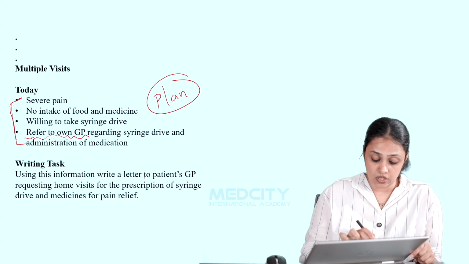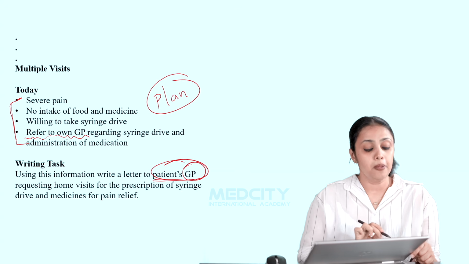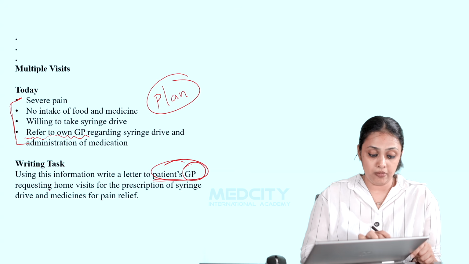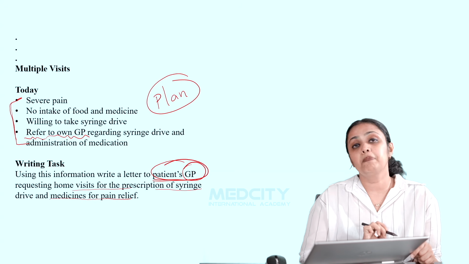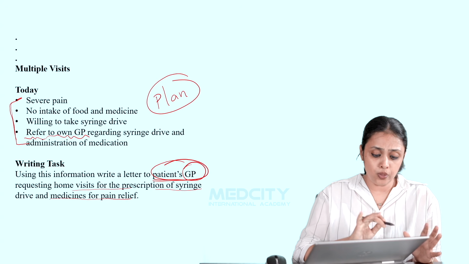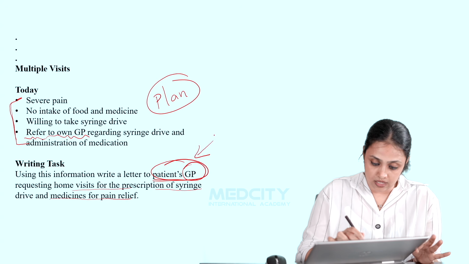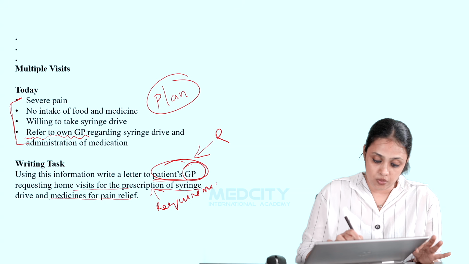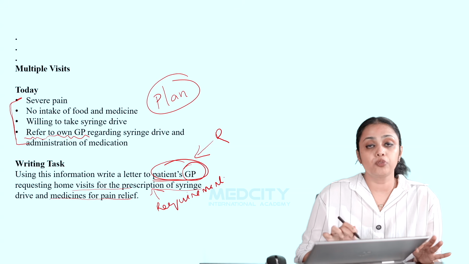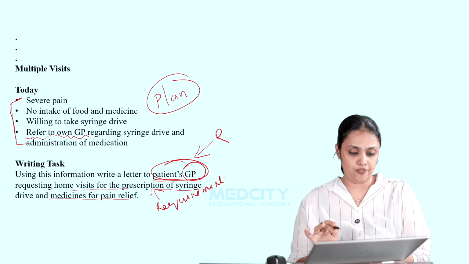So you understand that the reader is the patient's GP. The reader is the patient's GP. And what is the requirement? Requesting home visits for prescription of syringe drive and medicines for pain relief. Now we don't have a plan here, but we understood who the reader is. This is the reader, and this is the requirement. The things which the reader needs to do are prescription of syringe drive and prescription of medicines for pain relief.